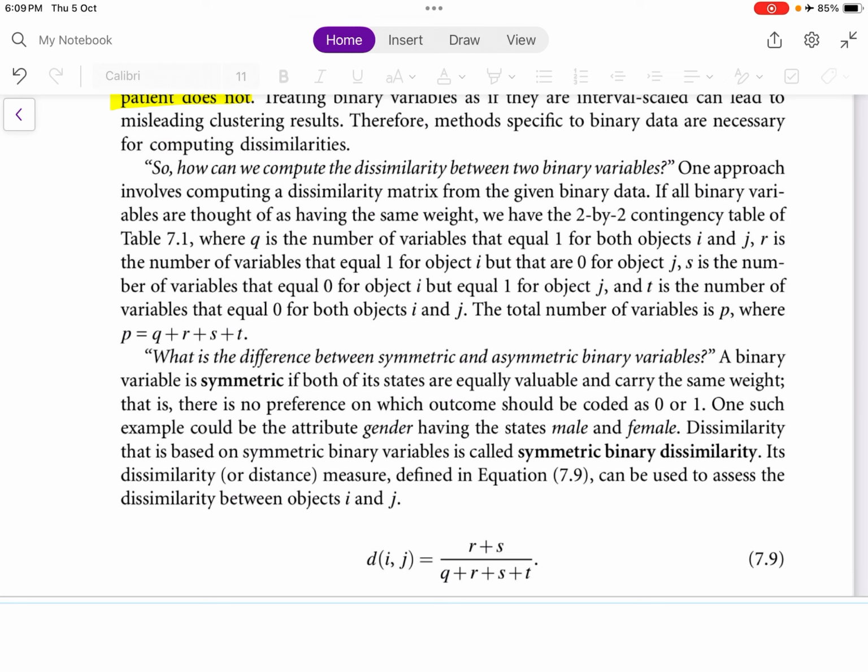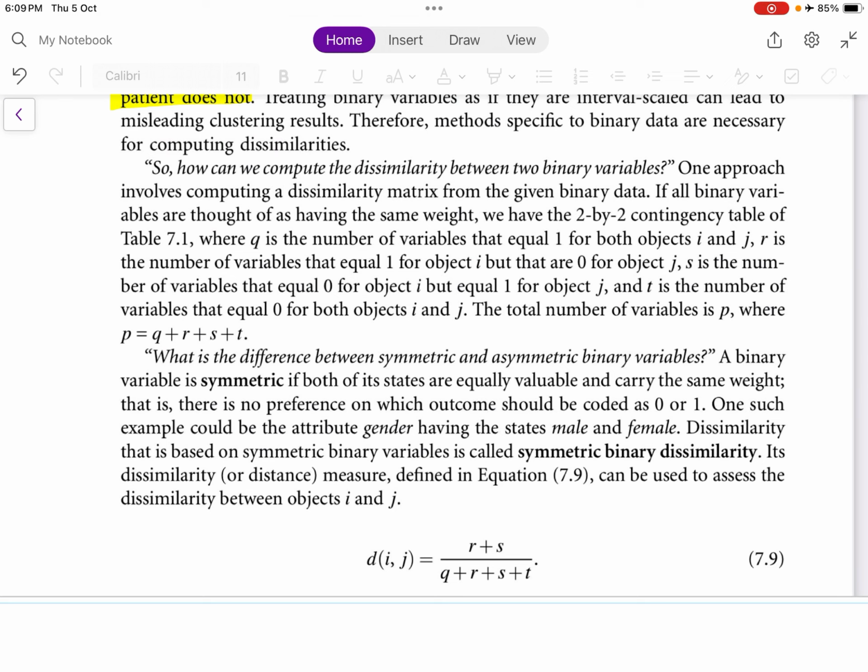If all the binary variables are thought of as having the same weight, we have the 2 by 2 contingency table, where q is the number of variables that equal 1 for both objects i and j, r is the number of variables that equal 1 for object i but are 0 for object j, s is the number of variables that equal 0 for object i but equal 1 for object j, and t is the number of variables that equal 0 for both objects i and j. The total number of variables p is q plus r plus s plus t.